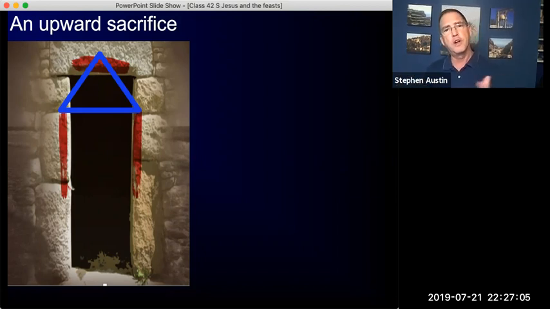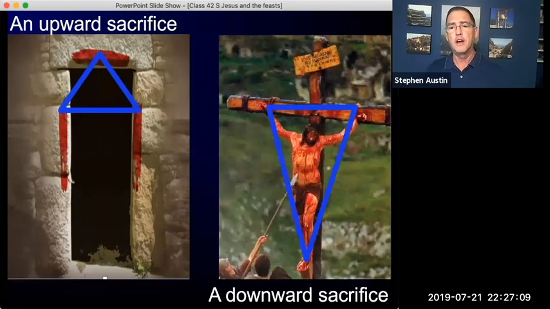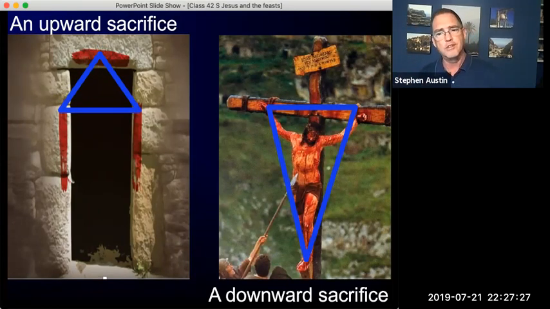Now, if you go on and compare it to what Jesus did on the cross, you have, again, the blood of the lamb being put in three places, on the two hands, and also where the blood ran from his feet. And again, if you join those together, you have a downward pointing triangle, which God sends his son to die for the world, his lamb to die for us. And in a sense, it's a downward sacrifice.